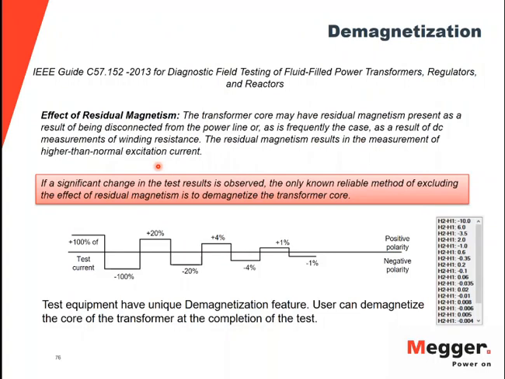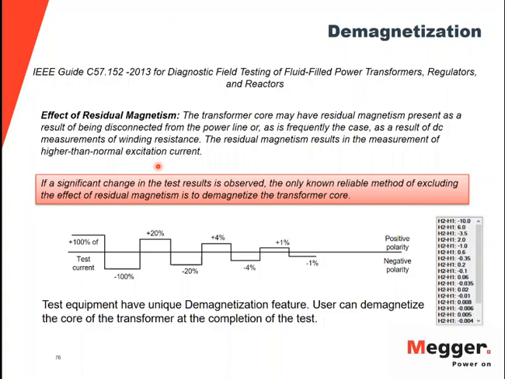Once I have completed all my tests, your TTR and winding resistance, it is recommended to perform the demagnetization on the core of the transformer, because you don't want to have any residual flux in the core, because that would affect your other electrical tests such as SFRA and excitation current, and it also might trip the transformer when you energize the transformer.